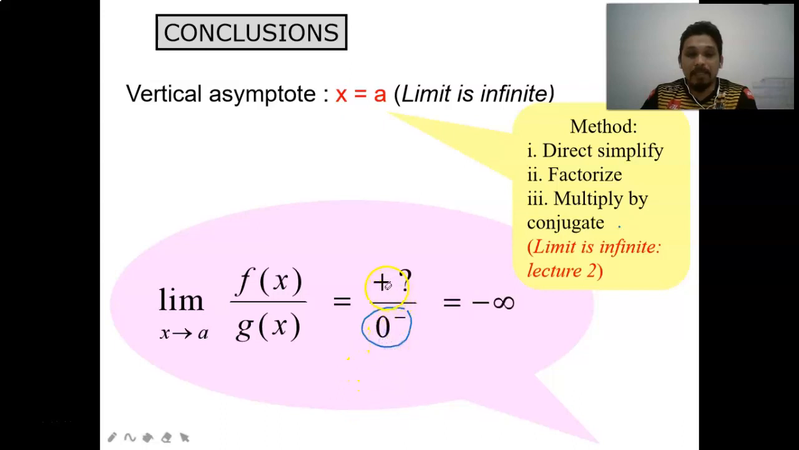And then the positive value divided by 0 coming from the left side is just like 3 divided by negative 0.01. Positive divided by negative, of course, gives you negative infinity. And also negative divided by positive equals negative infinity.